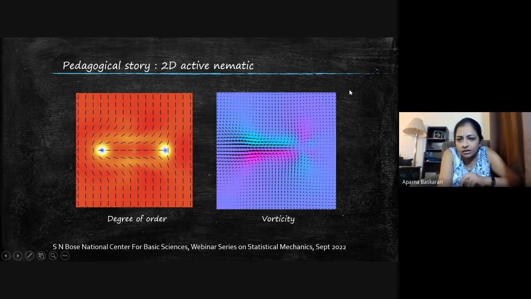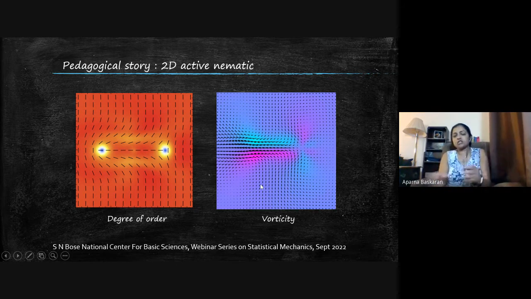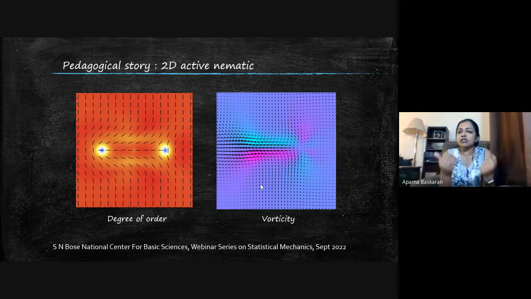What is plotted here in colors is the vorticity in the flow. And when you see a bright blue region, you have a strong clockwise vortex. When you have a bright pink region, it's a strong anti-clockwise vortex. So what you can see is that when you have a plus half defect, you have two counter-rotating vortices on either side, while for a minus half defect, you have six counter-rotating vortices arranged around it. Okay, this is what the flow in the vicinity of a defect is.